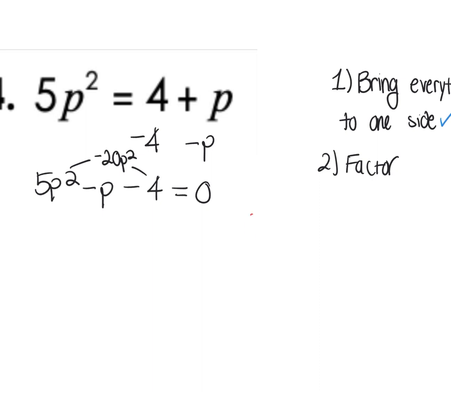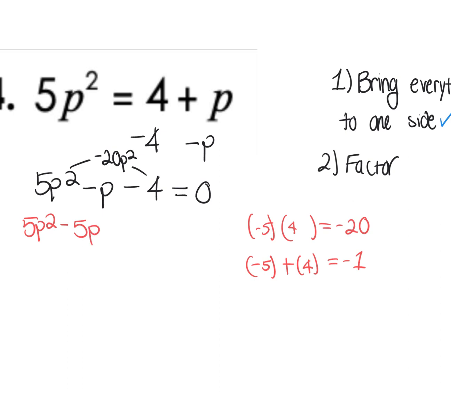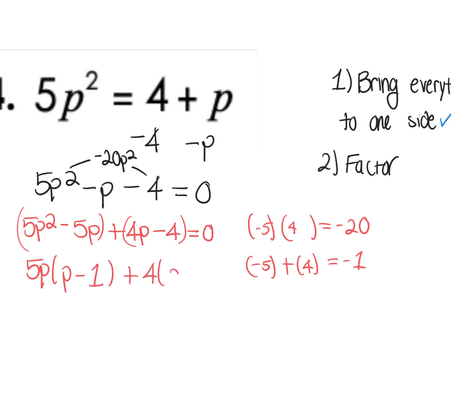So we need two numbers that multiply to negative 20 and then add to negative 1. Well, negative 5, positive 4. Negative 5 plus 4 is negative 1. So we rewrite this as 5p squared minus 5p plus 4p minus 4 equals 0. If we factor out 5p from this part, and we factor out the 4 from this part, then we have p minus 1 plus 4 times p minus 1 equals 0. So we get 5p plus 4 times p minus 1 equals 0.